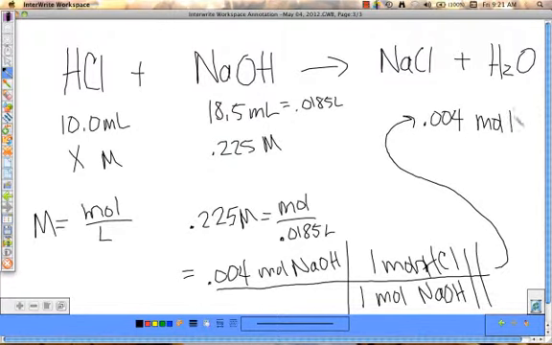And to calculate molarity, you would take moles divided by liters. Do we know how many liters of acid we used? 0.01 liters. So there would be our molarity.